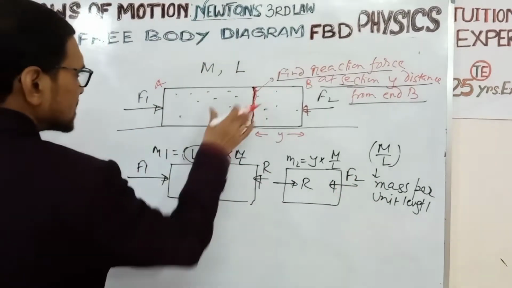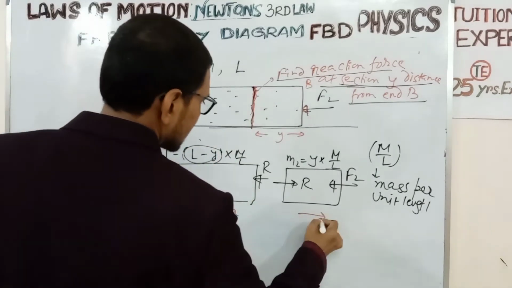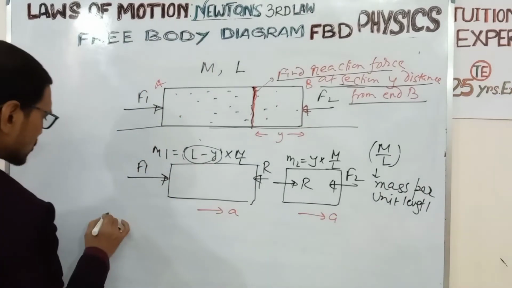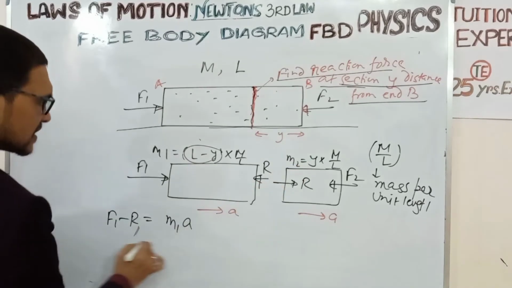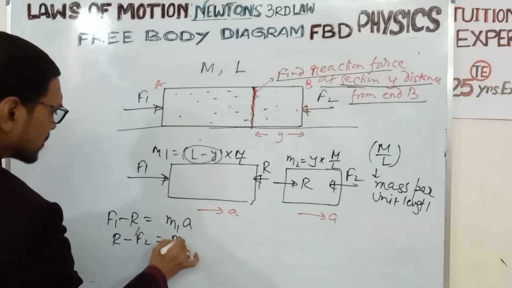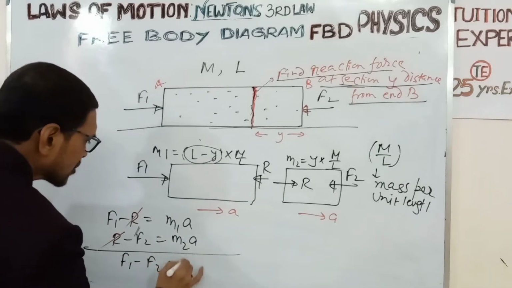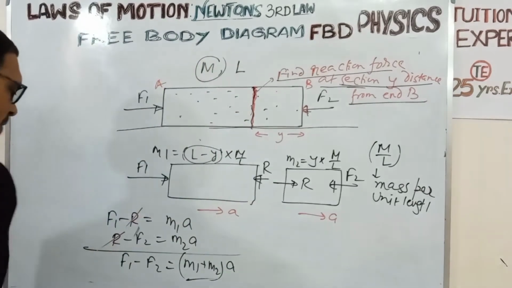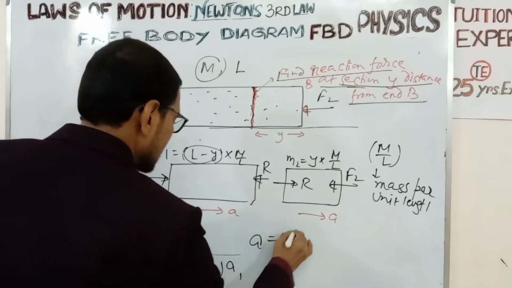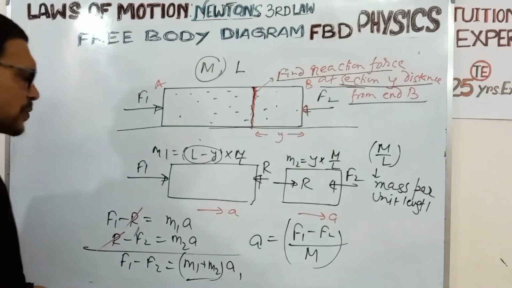Now this is a single body that moves with acceleration a. So what is the force? Resultant force: F1 minus R equal to M1a, and here R minus F2 equal to M2a. Now if we add, then R cancels, so F1 minus F2 equal to M1 plus M2 into a. Now what is M1 plus M2? M1 plus M2 equal to M, the total mass, so a equal to F1 minus F2 by M. This is the acceleration of the whole body.